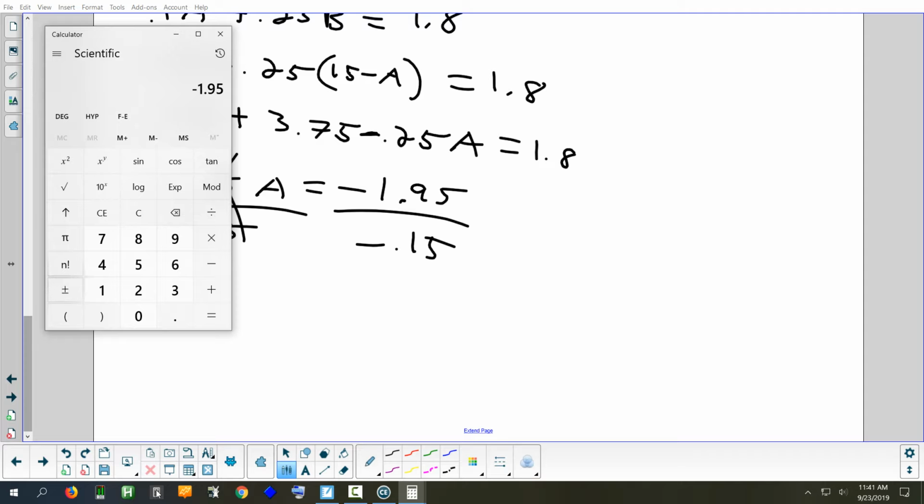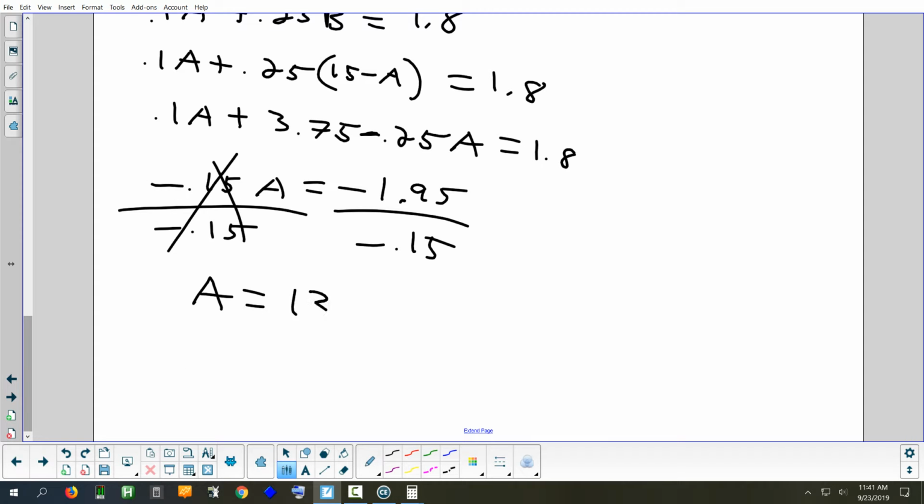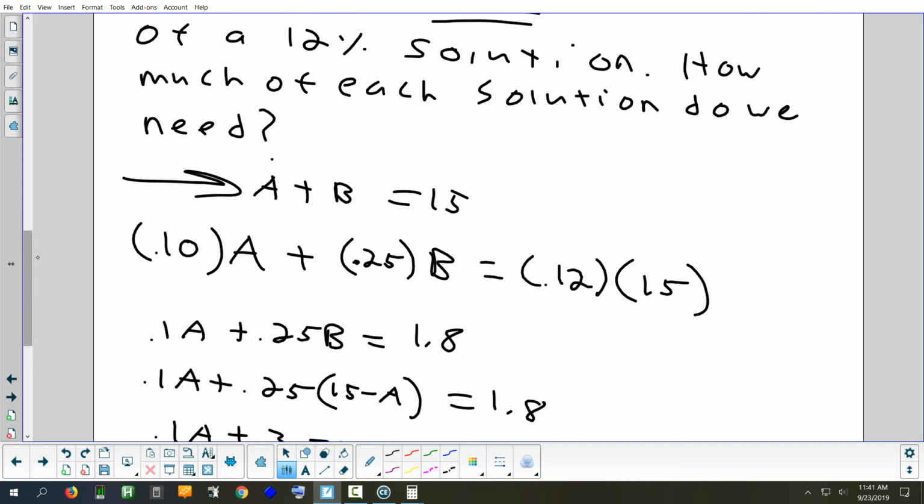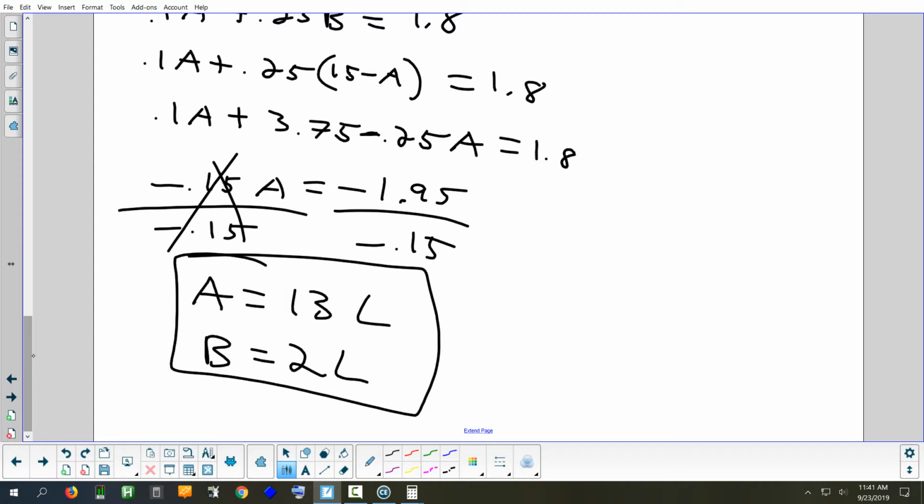Does anyone know what it comes out to? A is 13. Okay. So A is 13 liters. So that means B is how much? Got to be 2. Because A plus B had to equal 15. So if you mix 13 liters of A with 2 liters of B, you'll end up with exactly 15 liters and exactly a 12% strength. Okay, so just an application of solving linear equation systems. Any questions on that?